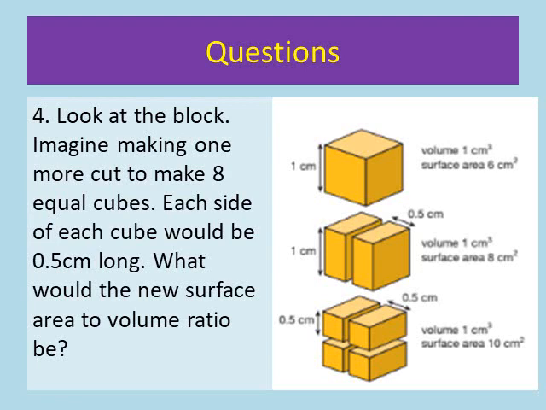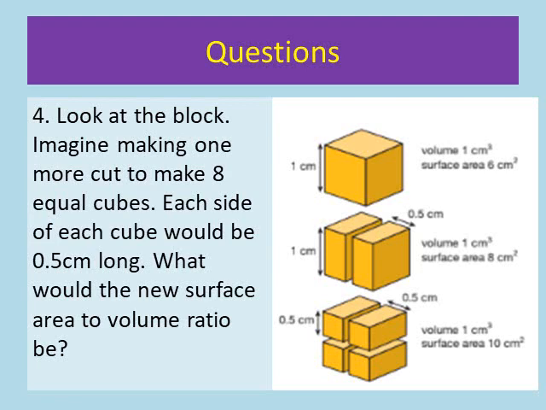Each side of the 8 cubes would be 0.5 centimetres long. What would be the new surface area to volume ratio? So you've got 0.5 centimetres for the side of each of the cubes. So that means you would need to work out the area of one side, times it by 6 because it's a cube and cubes have 6 sides, and then times it by 8 because there are 8 cubes. And then it actually tells you here that the volume is 1 centimetre cubed. The volume is 1 centimetre cubed for the first one and the second one and the third one, and it would be the same if there was a fourth one as well, because there's no more material there, you're just cutting it into smaller pieces.